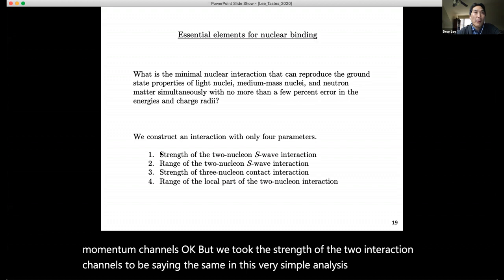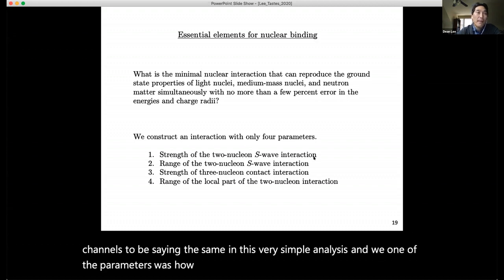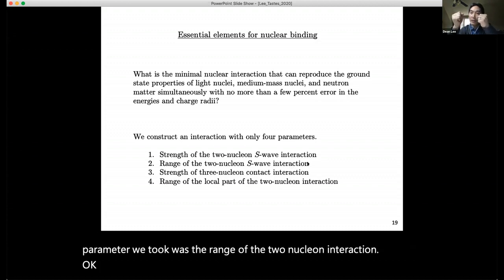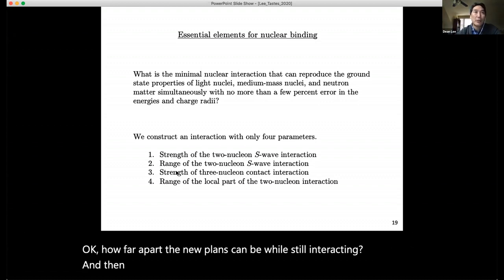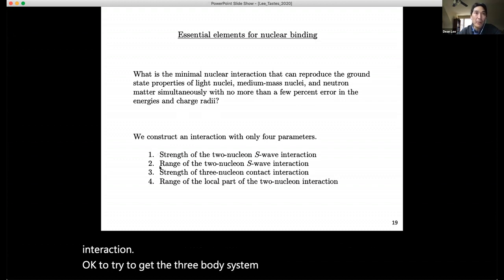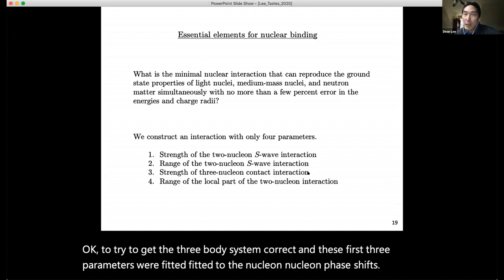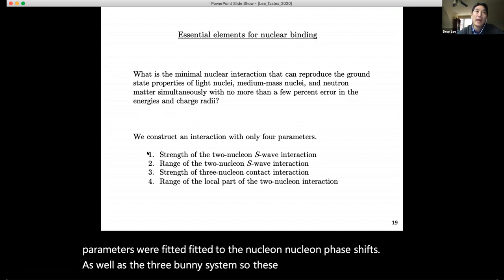One of the parameters was how strong this interaction is. Another parameter we took was the range of the 2-nucleon interaction, how far apart the nucleons can be while still interacting. And then another term we took was the strength of the 3-nucleon interaction, to try to get the 3-body system correct. These first 3 parameters were fitted to the nucleon-nucleon phase shifts, as well as the 3-body system. So these were all fitted to the A equals 3 or less body system.